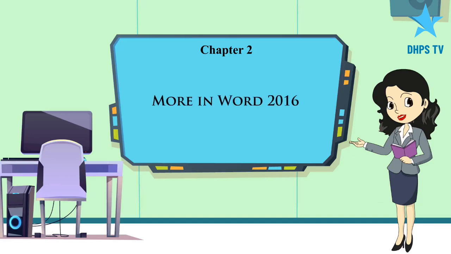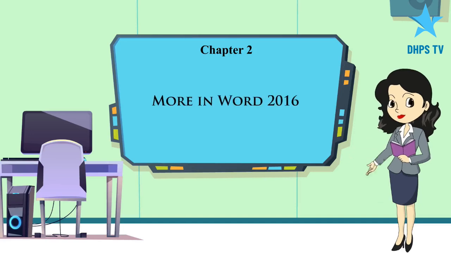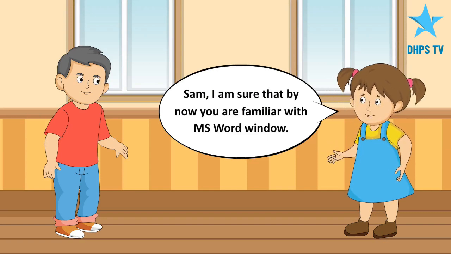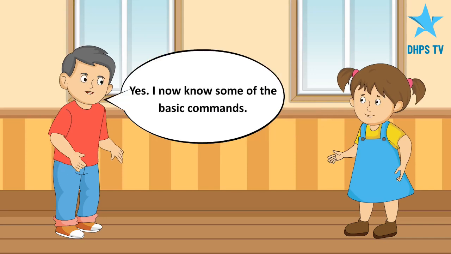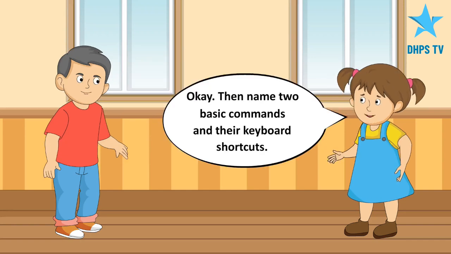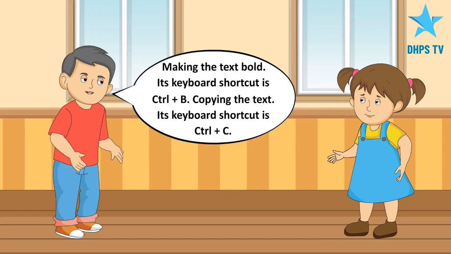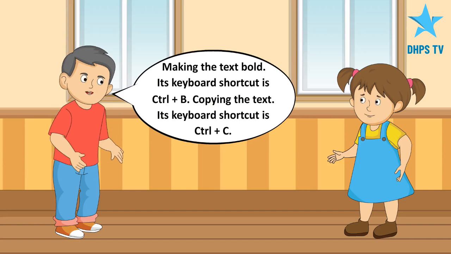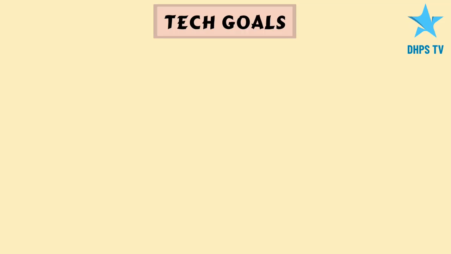Chapter 2, More in Word 2016. Sam, I am sure that by now you are familiar with MS Word window. Yes, I now know some of the basic commands. Okay, then name 2 basic commands and their keyboard shortcuts. Making the text bold, its keyboard shortcut is Ctrl+B. Copying the text, its keyboard shortcut is Ctrl+C. Well done!